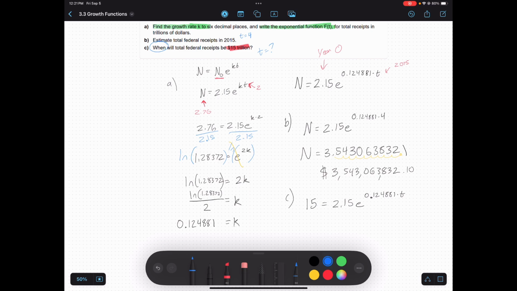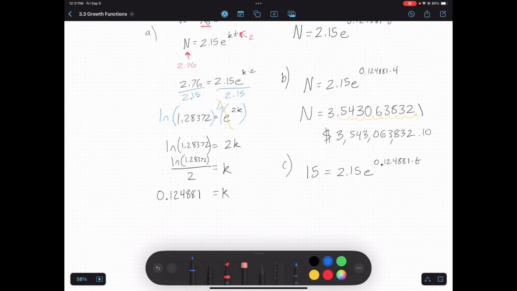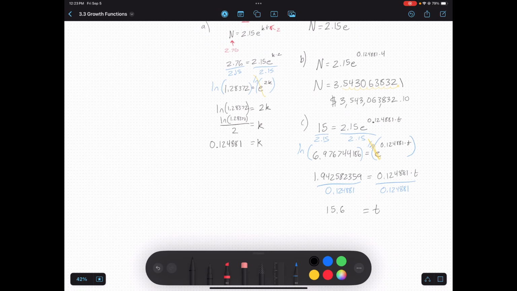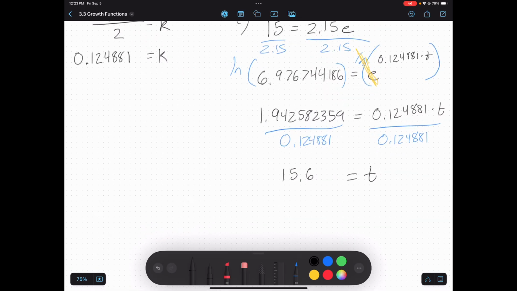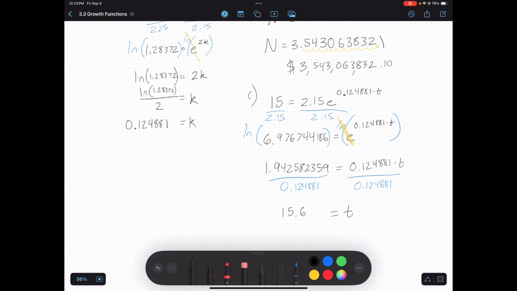I'm going to solve this pretty much exactly how I solved this first piece. I'm going to start by dividing by 2.15. I'm going to take the natural log of both sides, and then I'll divide by my growth rate. And I get 15.555, so just 15.6. I'll round that up to the nearest tenth. Once again, that's another thing where just be careful of what it asks for and round to the appropriate value. But what this means is it takes about 15 and a half years for the federal receipts to reach 15 trillion.